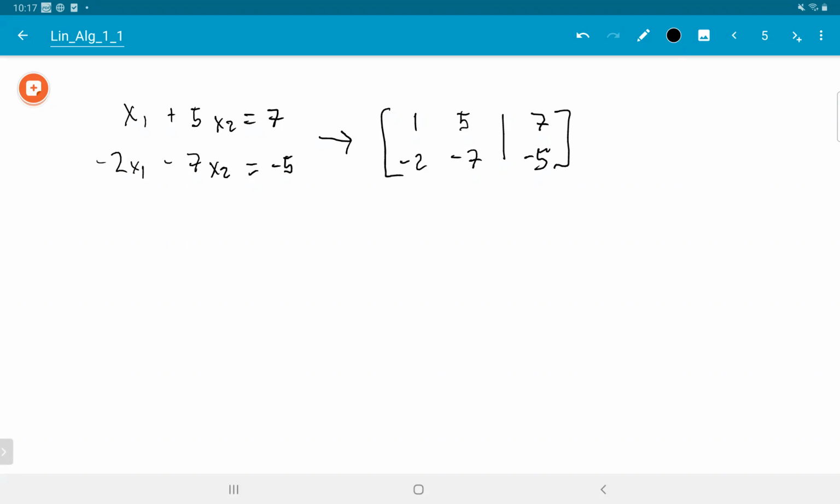Just to run through this, the goal is to get the matrix into a form where it's easy to read off the solutions, or at least easier than it is right now. So we're going to start by taking the second row and adding 2 copies of the first row, so that way we can make that -2 into a 0. So I'll say row 2 is equal to 2 row 1 plus row 2.